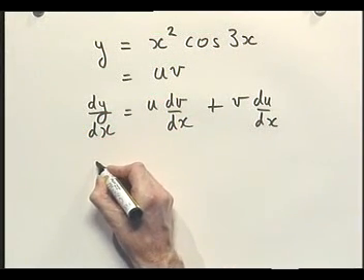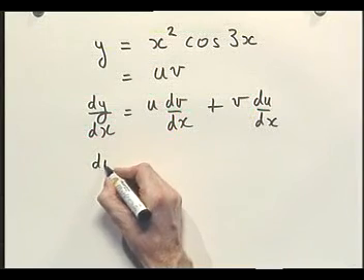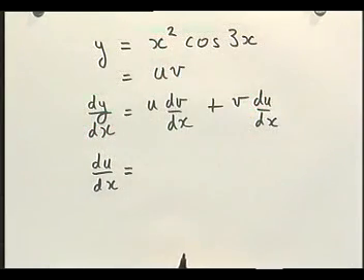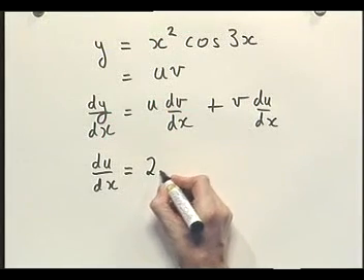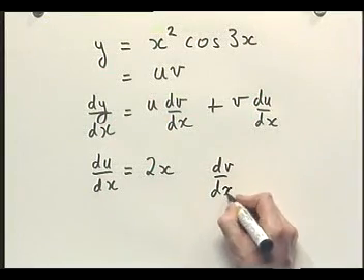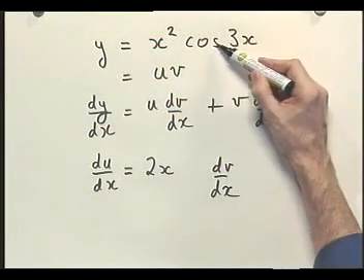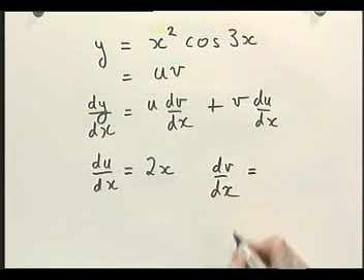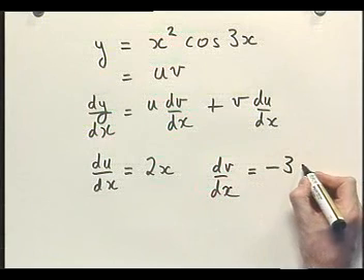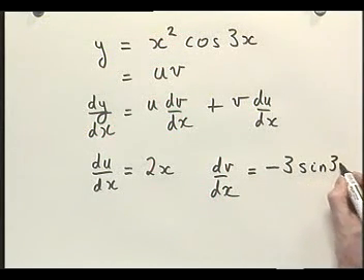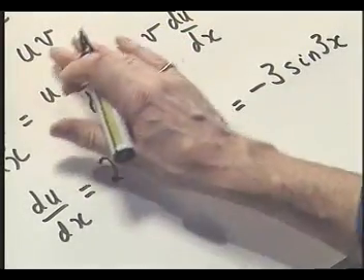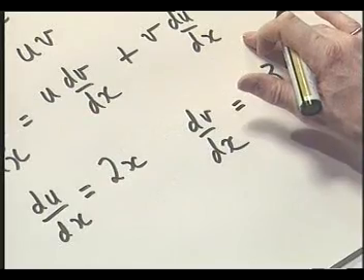So what we need to do now is write down those derivatives. So du by dx: u we've identified as x squared, so du by dx is 2x. dv by dx: we identified v as cos 3x, so we need to write down the derivative, dv by dx. And we know that that will be minus 3 sine 3x. And now we can put these two together with these two into this formula.